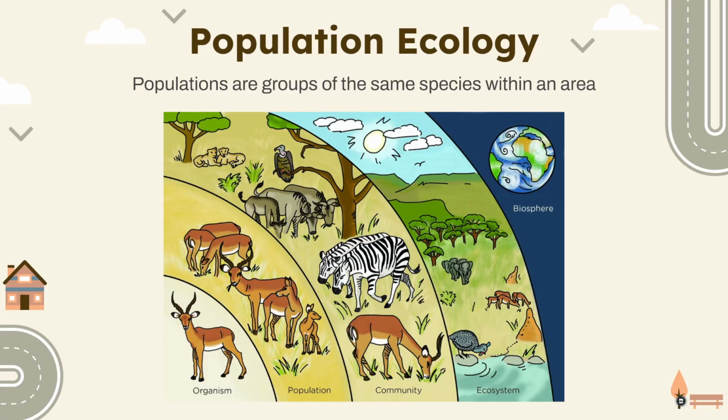In ecology, we organize life into levels. A population is defined as a group of the same species living within an area. If we start small, we have an individual organism. A group of those organisms make up a population. When different populations interact with each other, you have a community. When the community interacts with the non-living or abiotic environment, you have an ecosystem. Finally, all the ecosystems on Earth make up the biosphere.